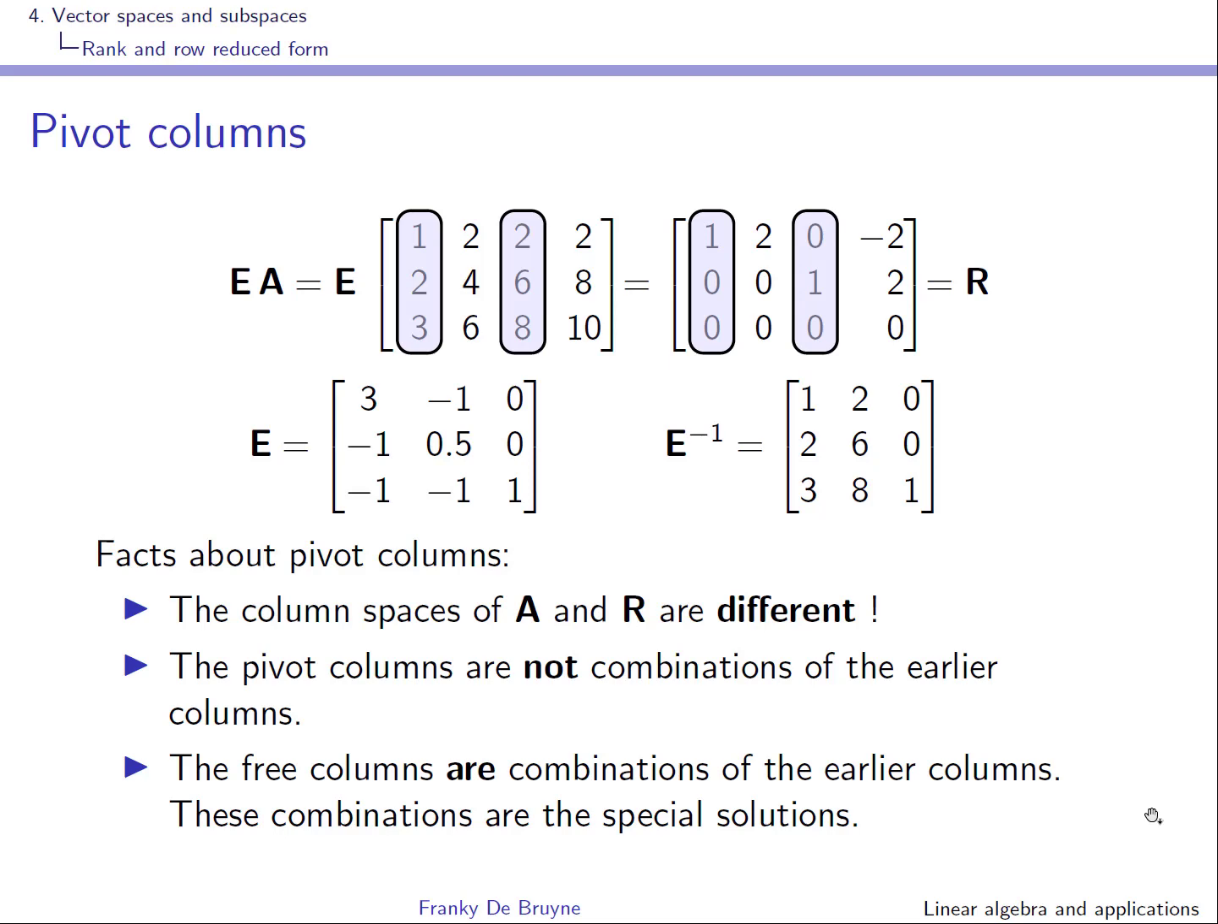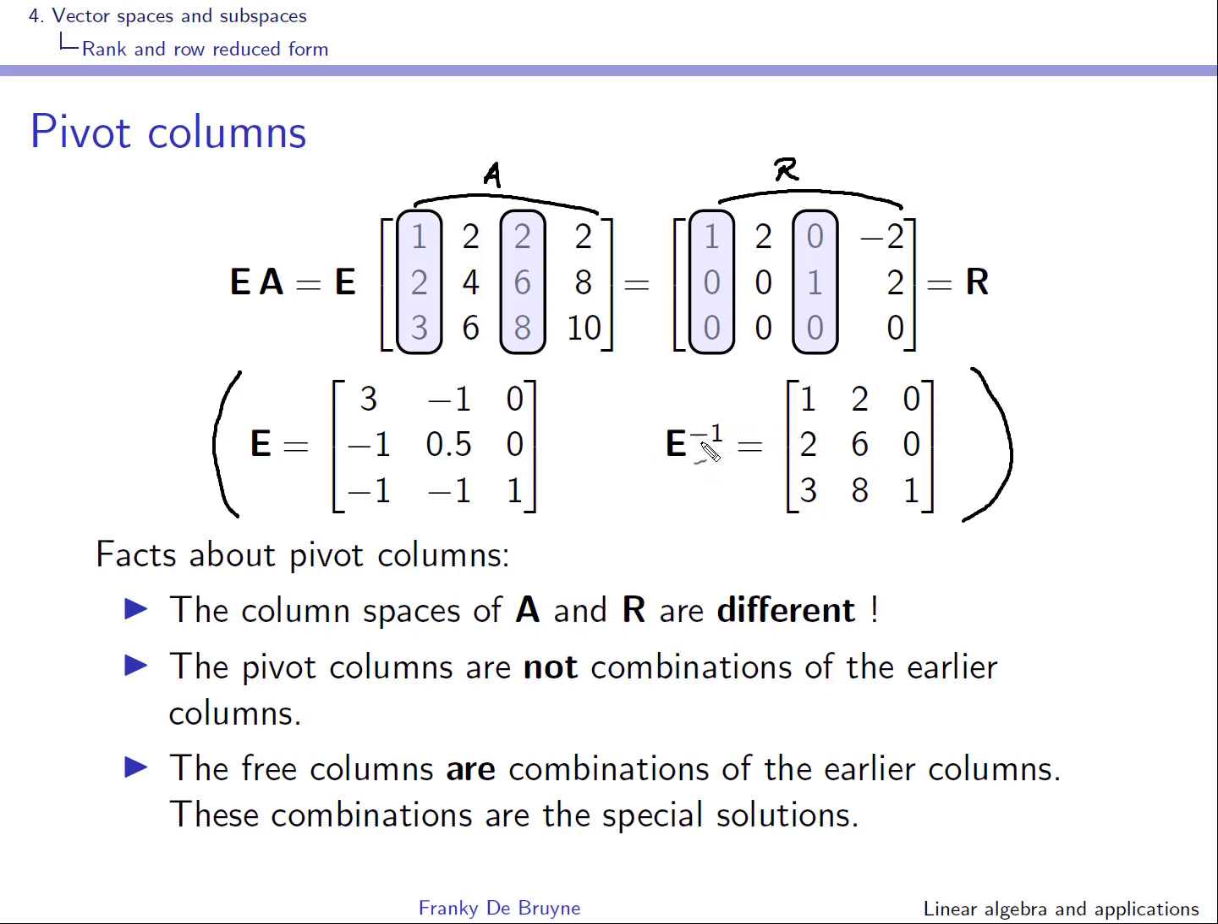Okay, so this is our matrix A that we had considered before. We had done Gauss-Jordan elimination and obtained the matrix R. Okay, and all these eliminations that we've done, well, you can combine them in this elimination matrix E. Okay, this can be computed in MATLAB. It's not very important here. So E times A is R. Okay, so this is the row reduced echelon form of A, and what we will see is that the column spaces of A and R are different.